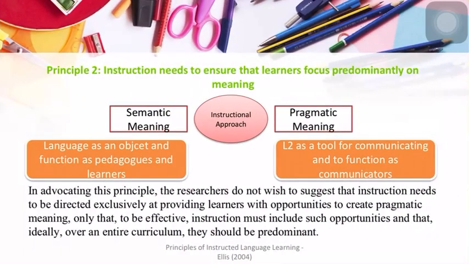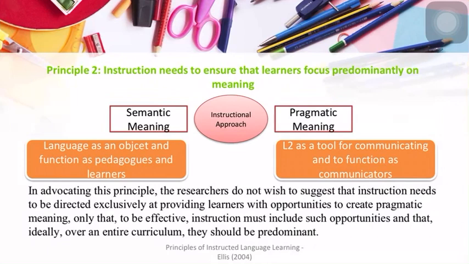And then instruction needs to ensure that learners focus predominantly on meaning. Instructional approach: there are semantic meaning and pragmatic meaning. Semantic meaning means language as an object and functioning as pedagogues and learners. On the other hand, pragmatic meaning is L2 as a tool for communicating and to function as communicators.